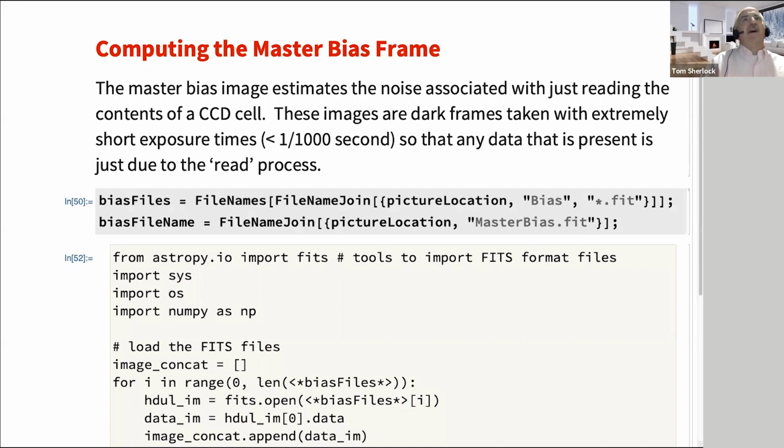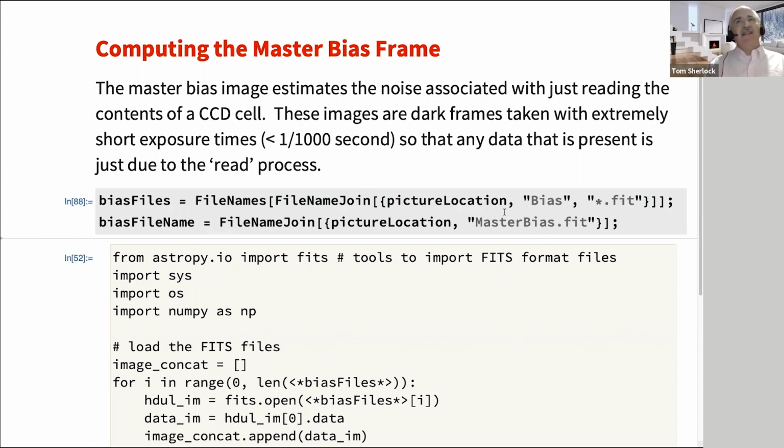So let's talk about the bias noise. The idea is we want to take a bunch of these very short bias frames, and we want to average them together to create a master bias frame. So right now I've got these stored in the bias subdirectory of our main picture location directory. So I'm going to set, you'll see why I'm doing this in just a second, the output bias file name, which I'm calling master bias.fit.